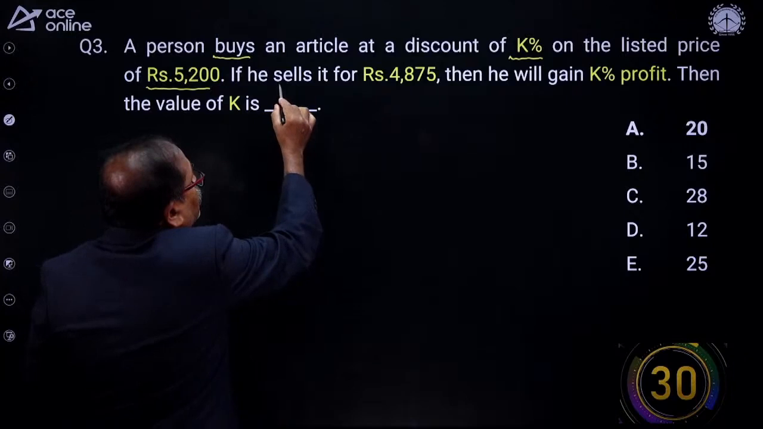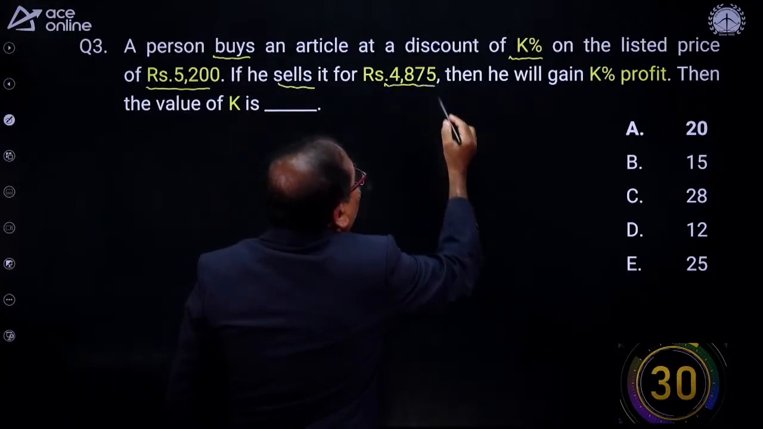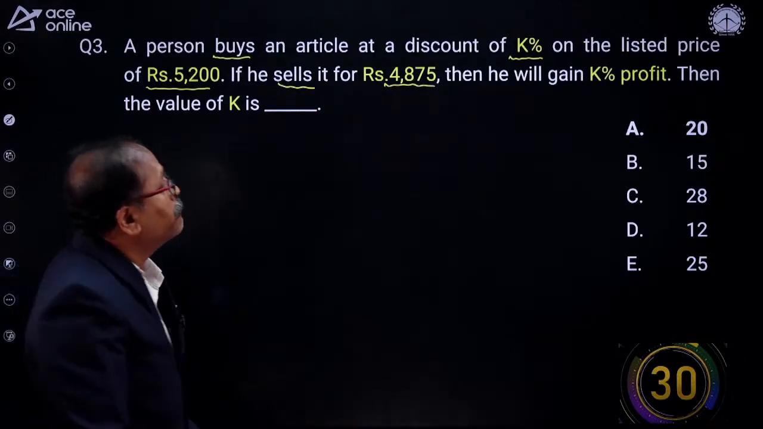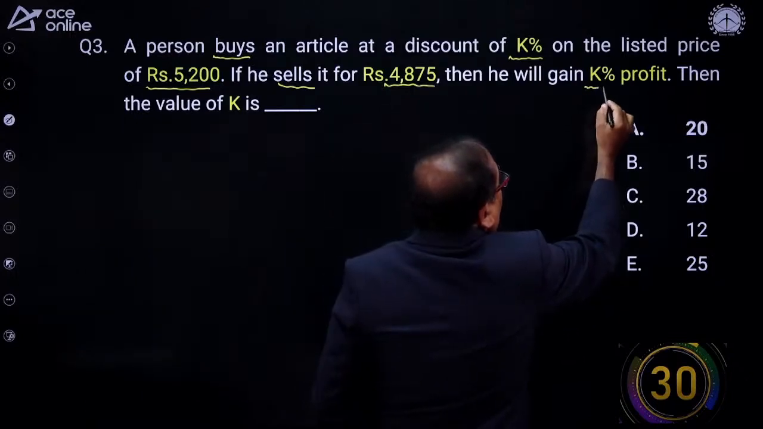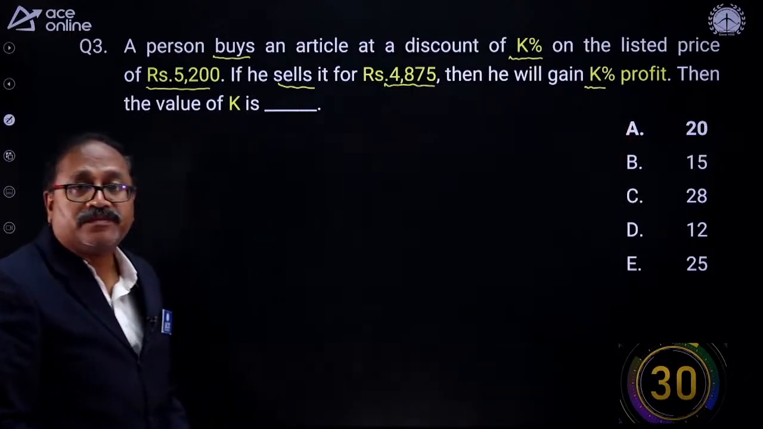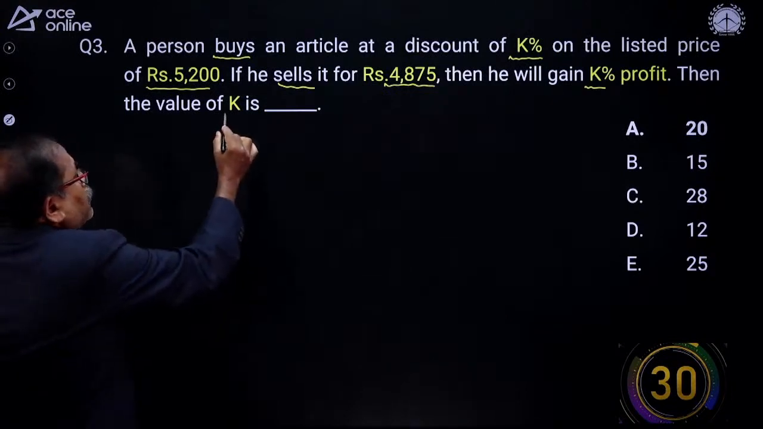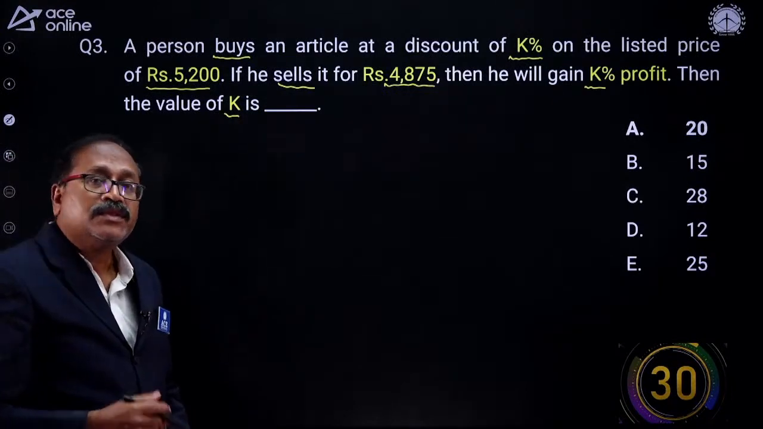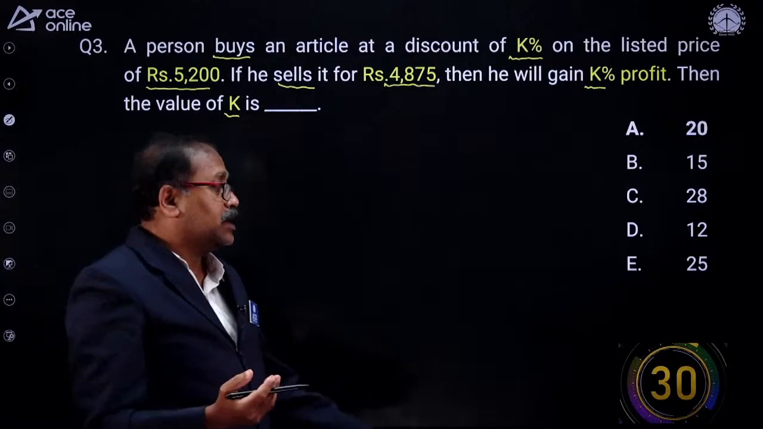Now it says that he sells the same article for rupees 2,875 and he gets a profit of K%. Then what is the value of K? Think about it, how to answer the question. If someone can answer the question, answer it, my friend. Think of how to do it. I'll give just some clue here.